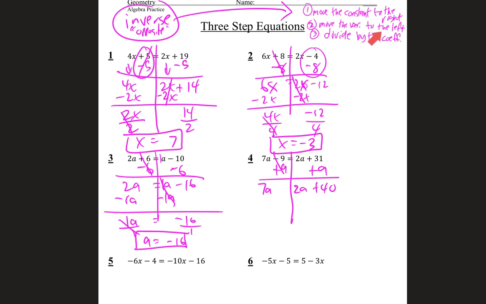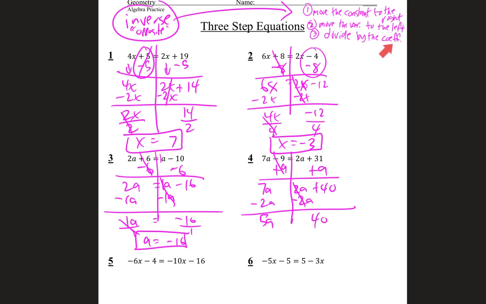Step number 2, we're going to move the variable to the left. We're going to say negative 2a, negative 2a. Go across. Next, 7 minus 2a gives us 5a. These two opposites over here cancel out. We're going to bring down our positive 40.